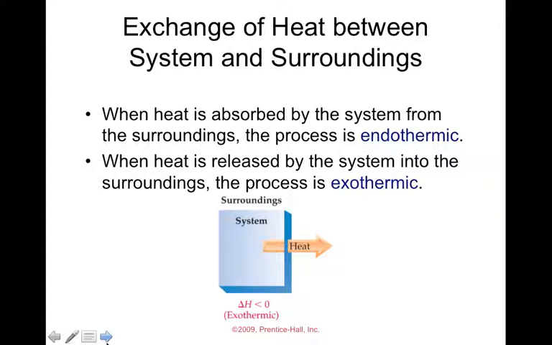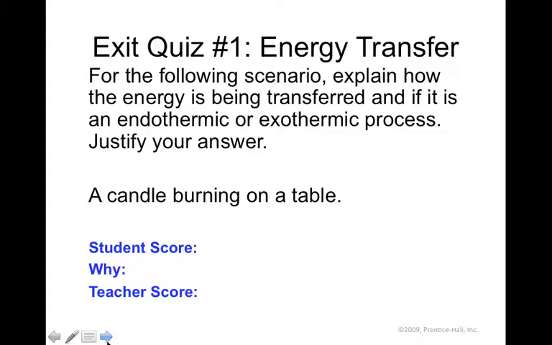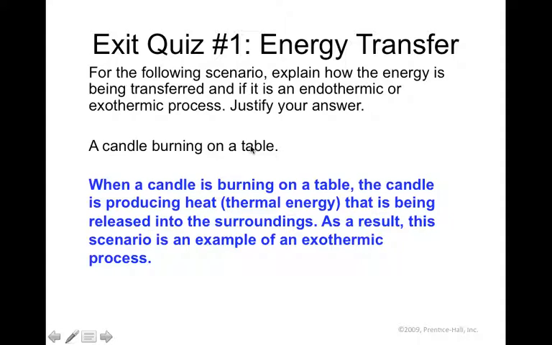Now, that's pretty much the end of the lesson. You guys had an exit quiz, and it wants you to explain how the energy is being transferred for the following scenario. If you have a candle burning on a table, how would you transfer energy? Would it go from the system to the surroundings, or from the surroundings to the system? And once you decide that, you have to decide if it's going to be an endothermic process or an exothermic process.